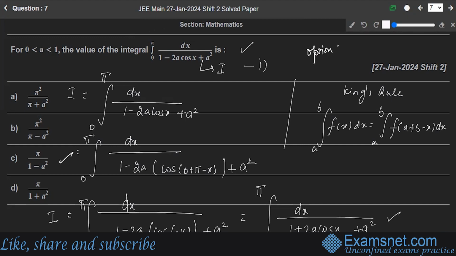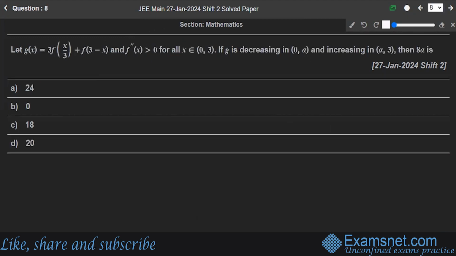Hope you're clear. Next is question number 8. Let g(x) is equal to this function, and second derivative of f(x) is greater than 0 for all x belonging from 0 to 3. If g is decreasing in this interval and increasing in this interval, then 8 alpha is equal to. Okay. So let's write down.